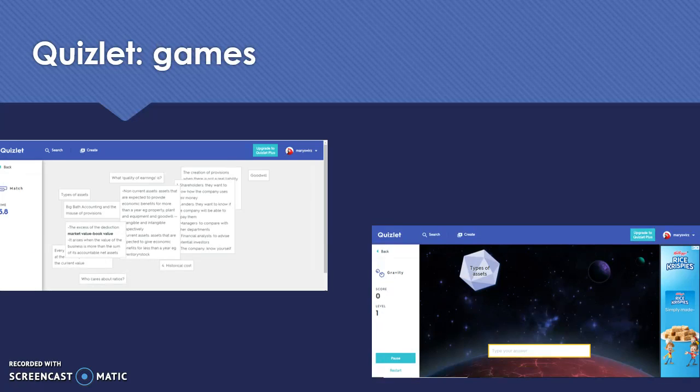There is also games. One is a matching game where it scatters the terms and definitions and you have to click and drag them together in order to get them right. The other game is called Gravity, where you have to type in a term before the definition falls to the ground. This is very easy for people who learn differently.